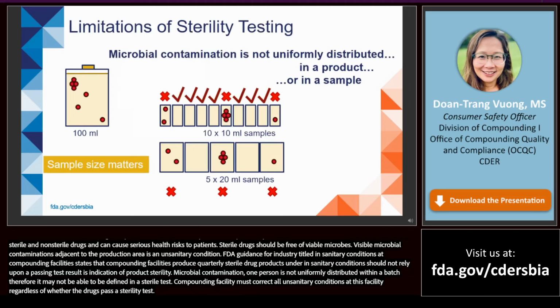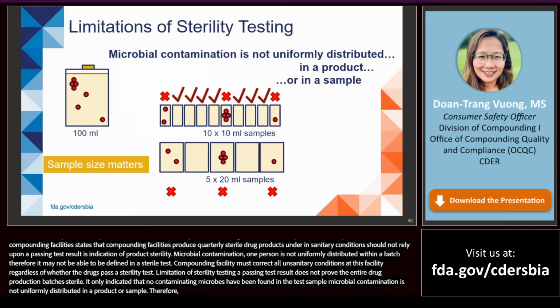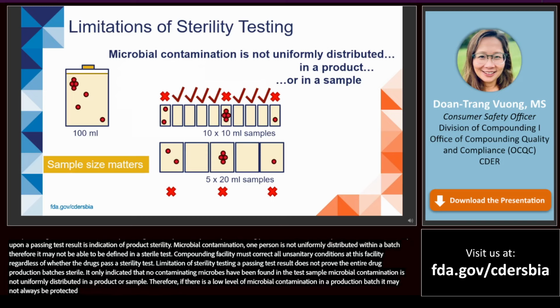Limitation of sterility testing. A passing sterility test result does not prove that the entire drug production batch is sterile. It only indicates that no contaminating microorganism has been found in the test sample. Microbial contamination is not uniformly distributed in a product or in the samples. Therefore, if there's a low level of microbial contamination in a production batch, it may not always be detected during testing alone, and this is where sampling size matters, as illustrated here.